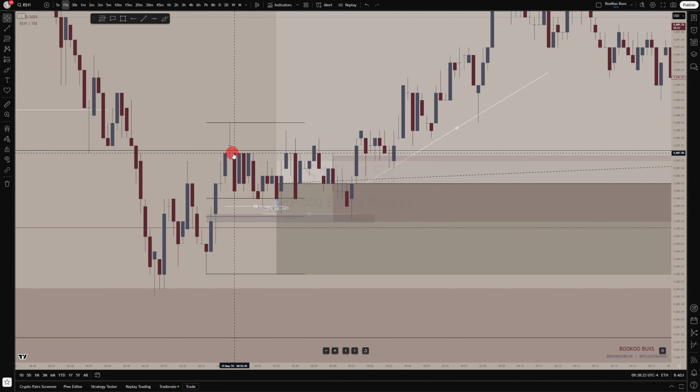Price went higher. This was looking pretty good, but it looks like price wanted to take out more sell side liquidity. Also, potentially wanted to fill this fair value gap resting down here as well.